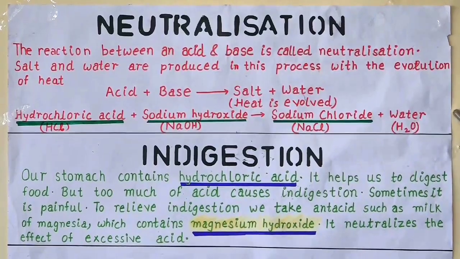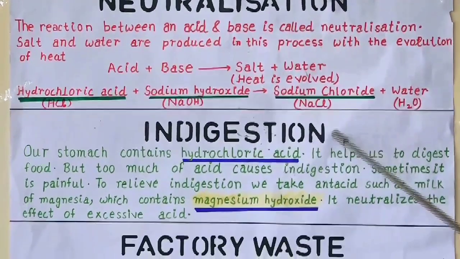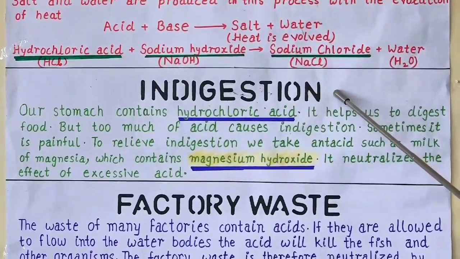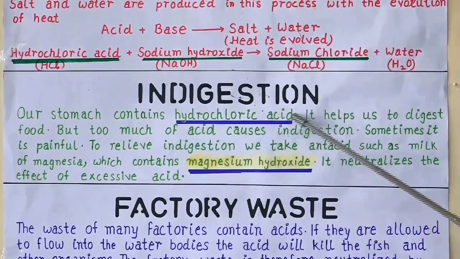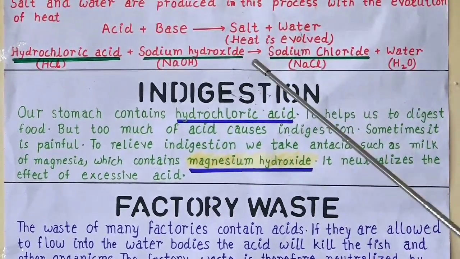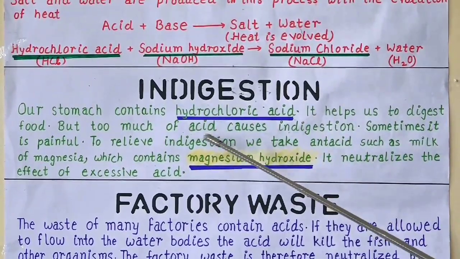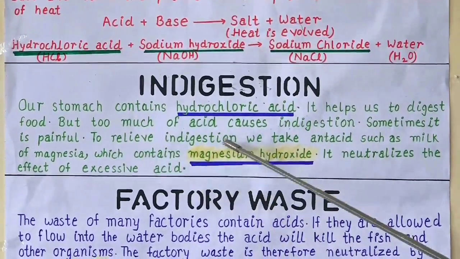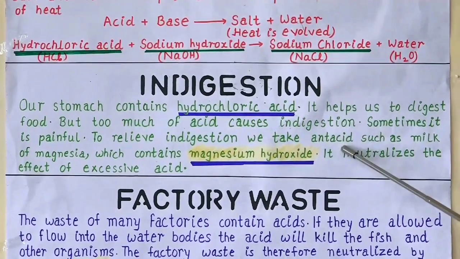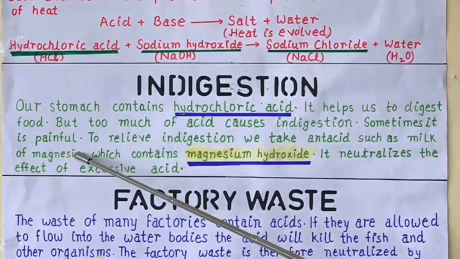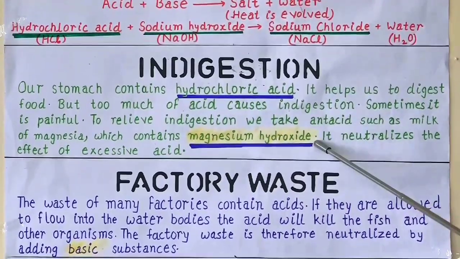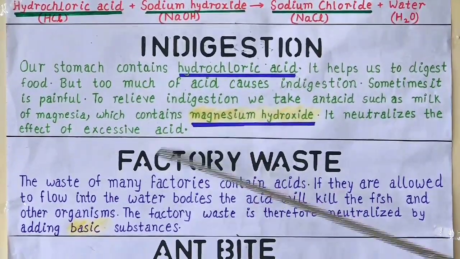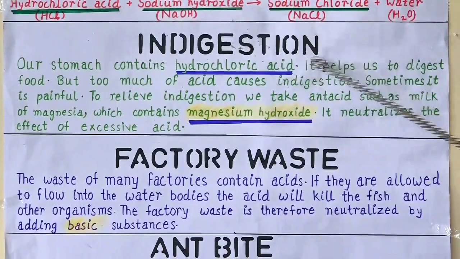Plus heat is evolved. Sometimes we all suffer from the problem of indigestion, or you can say severe acidity. Our stomach contains hydrochloric acid, which helps us to digest food and is important, but too much acid causes indigestion. Sometimes it is painful. To relieve indigestion, we can take an antacid, that is milk of magnesia, which contains magnesium hydroxide. That means the base neutralizes the effect of the acid in the body and we feel relaxed and comfortable.